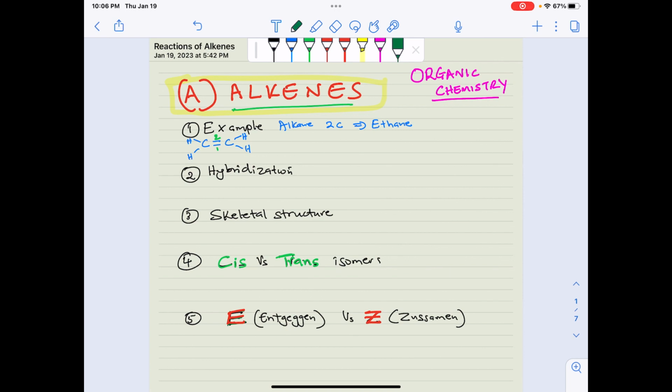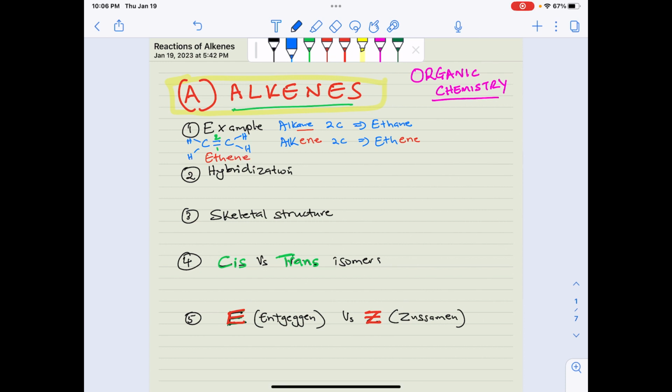For an alkene, you drop the A-N-E and change that to E-N-E. So the name for an alkene, you change that last part and it becomes E-N-E. So with 2 carbons, its name now will be ethene. Remember, we drop the A-N-E and change that to E-N-E. This is an ethene.